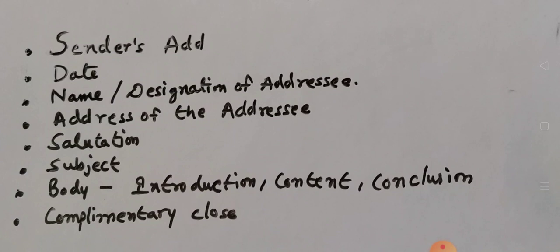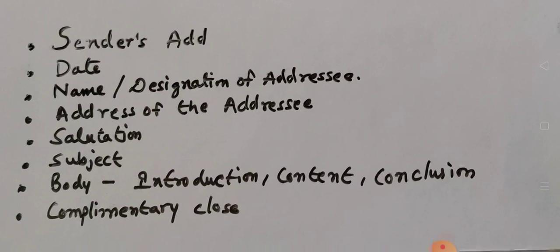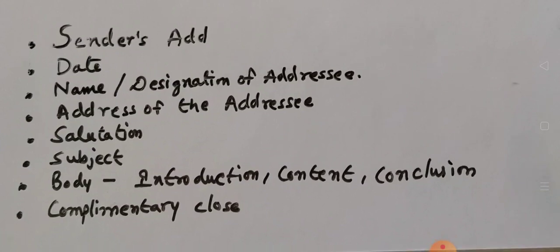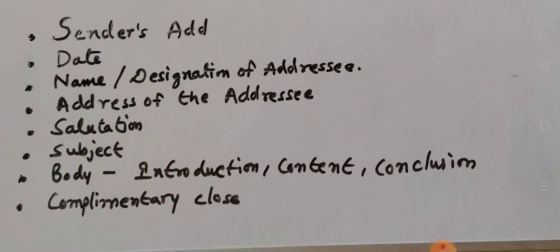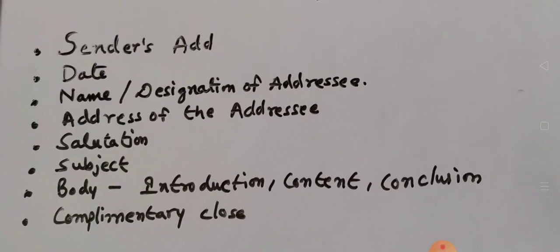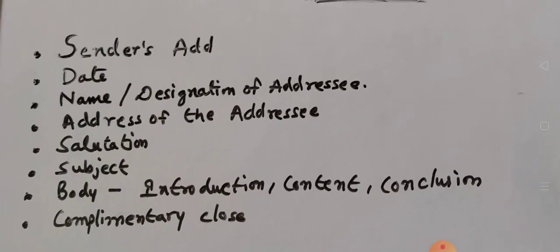For example, after writing dear sir or respected sir, you are supposed to write down, hello sir, my name is Anita and I am the English teacher of your school. The same way you can write down, hello sir, my name is Abhinav and I am the student of class 5, 6, whatever the class you are studying in. My roll number is this. This is called your introduction. And thereafter you are supposed to write down the content.